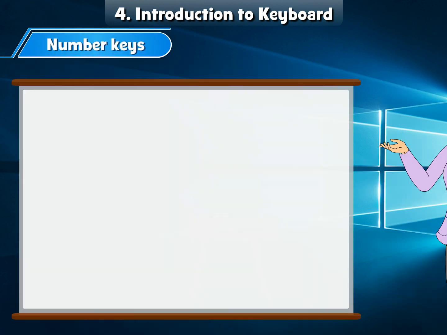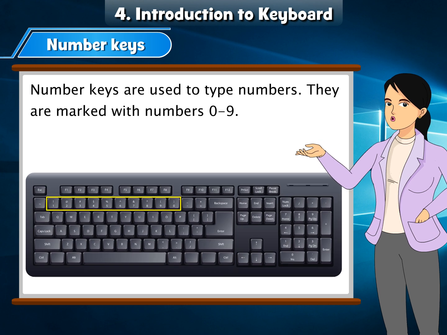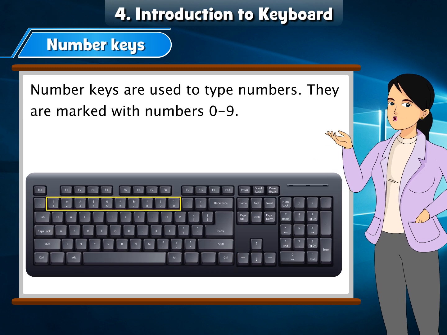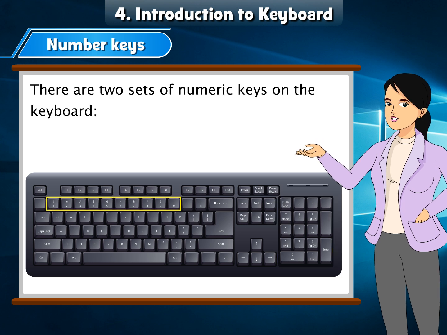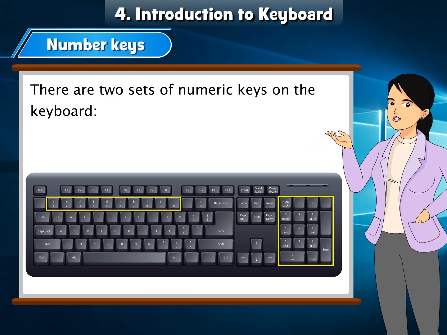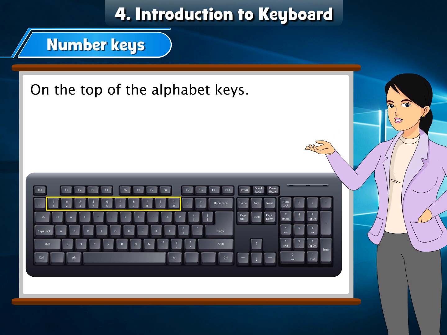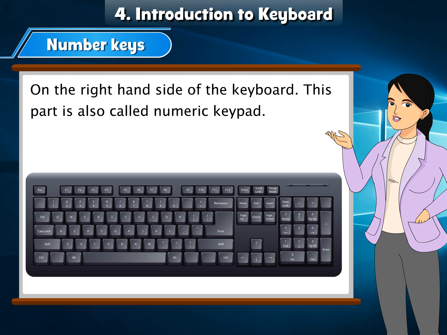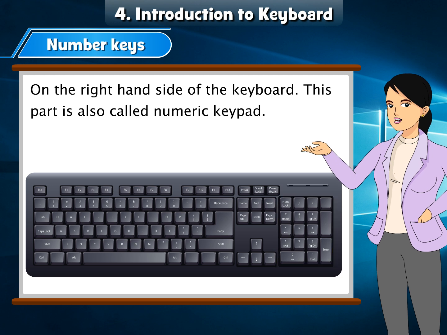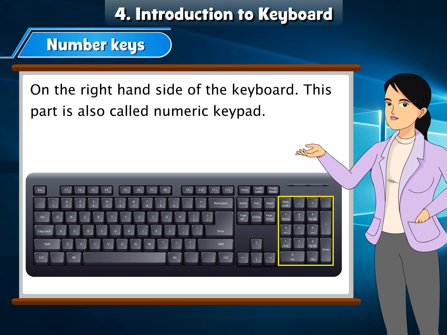Number keys. Number keys are used to type numbers. They are marked with numbers 0 to 9. There are two sets of numeric keys on the keyboard: on the top of the alphabet keys, and on the right-hand side of the keyboard. This part is also called the numeric keypad.